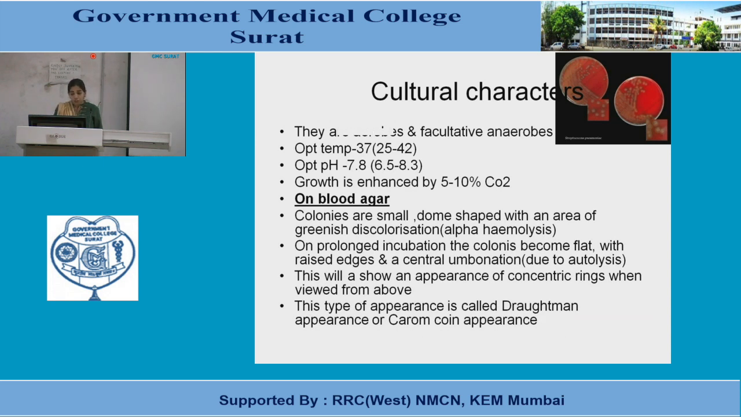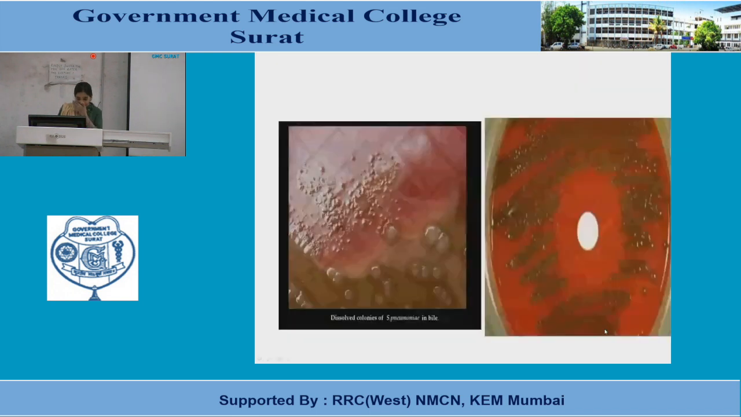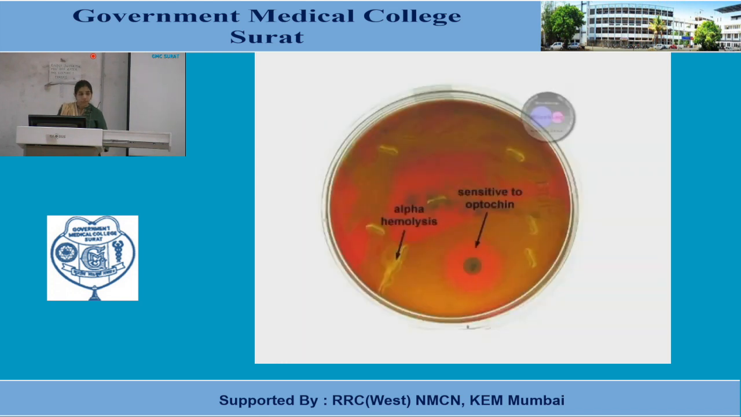On prolonged incubation, the colony becomes flat with a raised edge and central umbonation due to autolysis. This shows an appearance of concentric rings when viewed from above, and this type of appearance is called a draughtsman appearance or carrom coin appearance. So you can see here clear-cut colonies on the blood agar. Carrom coin appearance. So alpha hemolysis and a clear-cut carrom coin appearance. It is optochin sensitive.